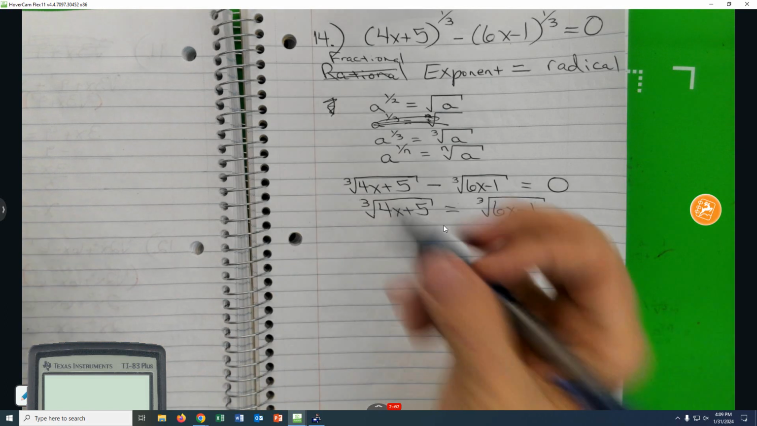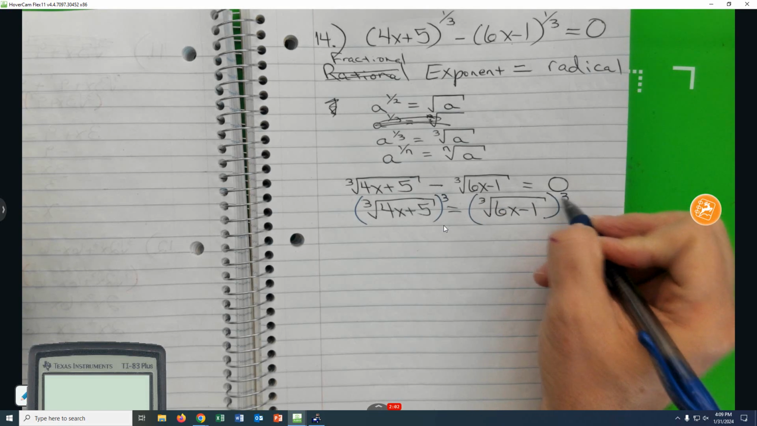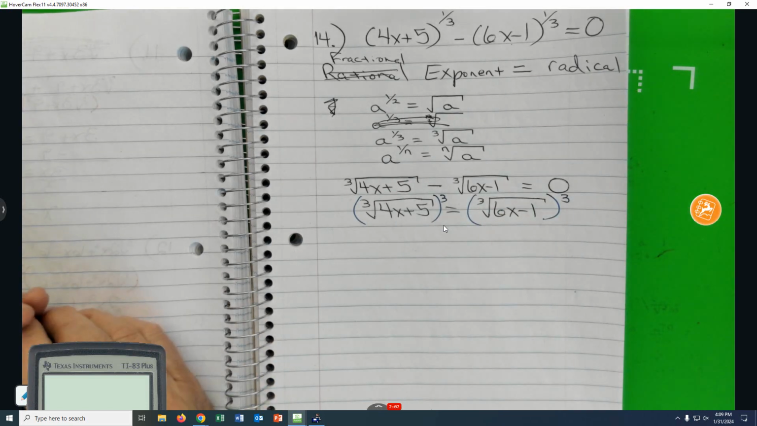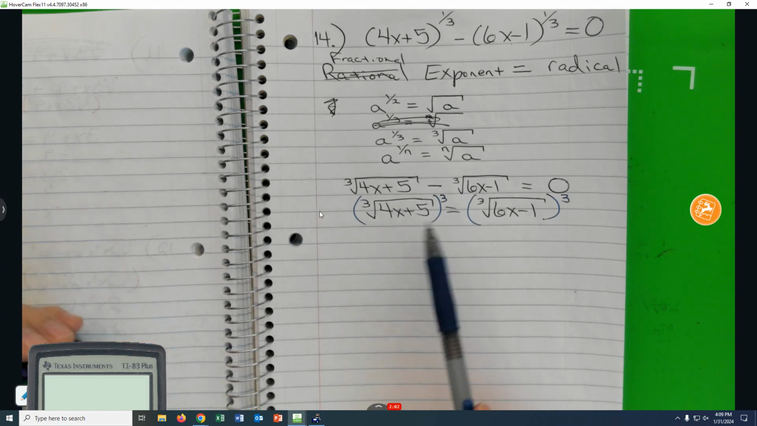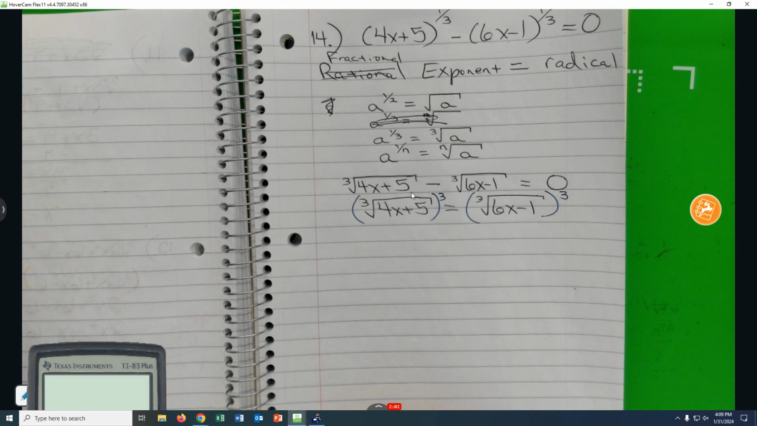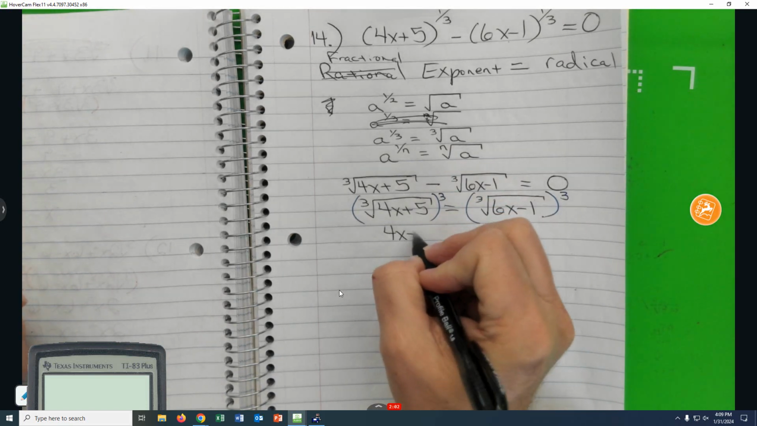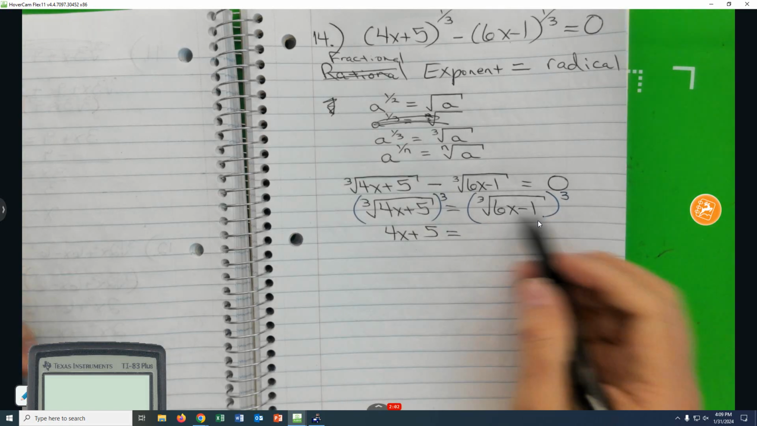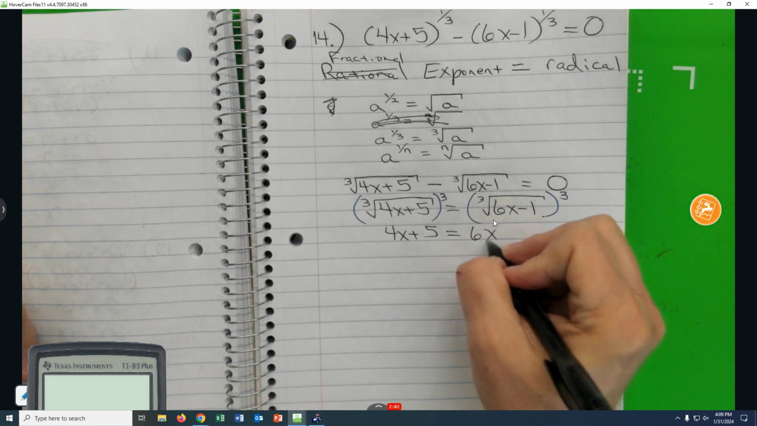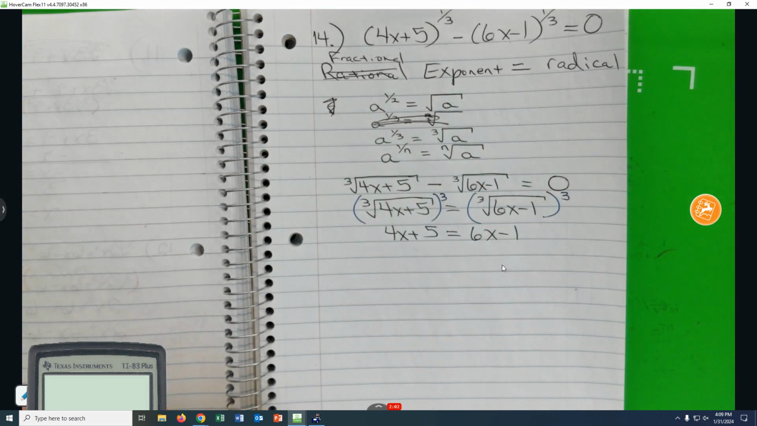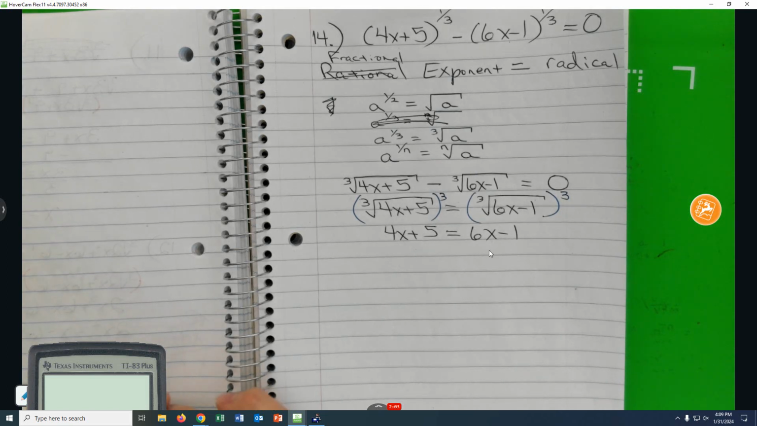And now we're ready to cube both sides. Is this cubing going to work out nicely? So it's going to be a nice equation to solve or a messy one. Nice, because what's the left side going to reduce to? 4x plus 5, I agree. And the right? Okay, 6x minus 1. Are we going to have to get it set equal to 0 and try to factor? No, it's a linear equation.